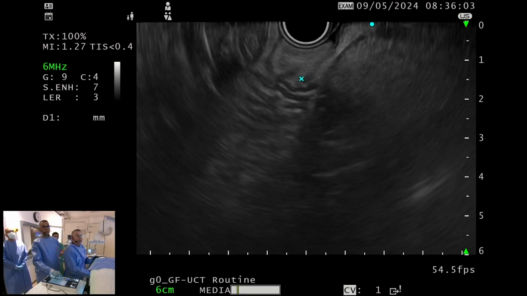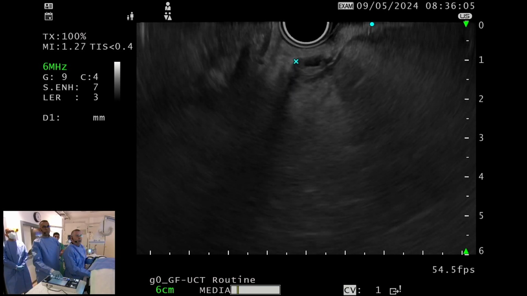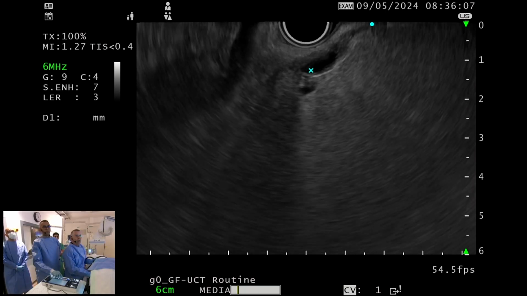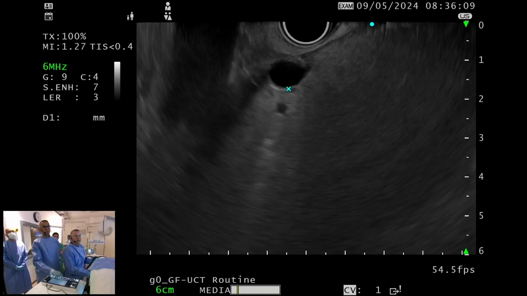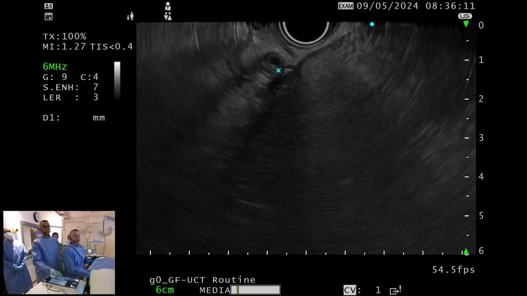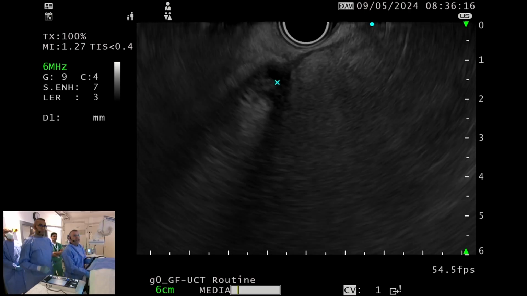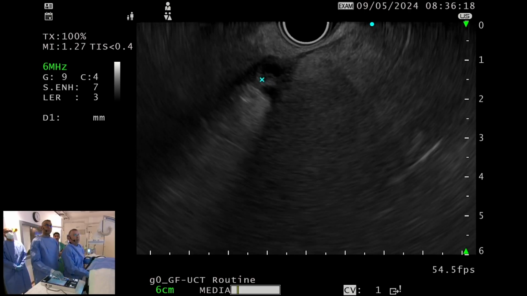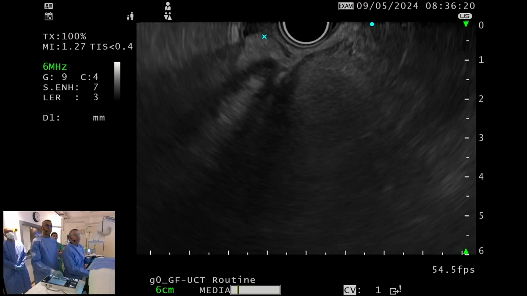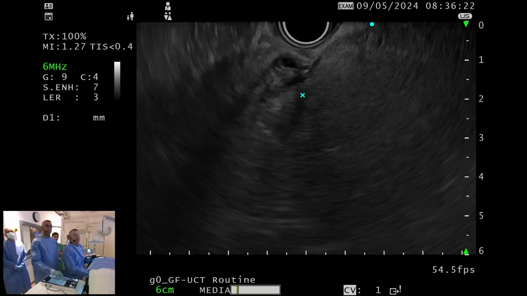Okay? So here, papilla, ampulla, pancreas. Ampulla, papilla. Okay. And you see that you have no tumor, nothing. All this thing is strictly normal.